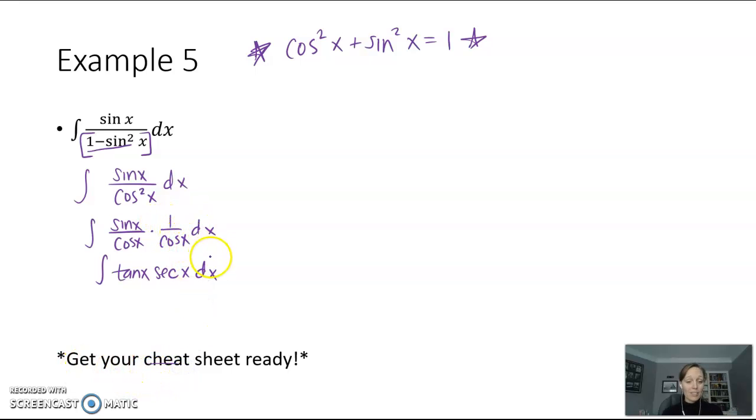But since we've already talked about it, that makes it easier to do this antiderivative, because now we know that the antiderivative of tangent of x secant of x is equal to secant of x. And then don't forget that plus c at the end. So again, the big goal here is to simplify the expression on the inside so that you're dealing with something simple, and then apply those antiderivative properties that we talked about. Use your cheat sheet, get comfortable with that.